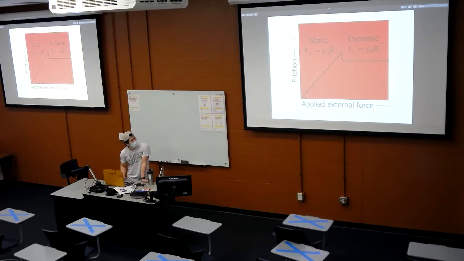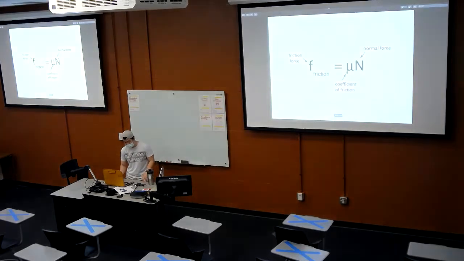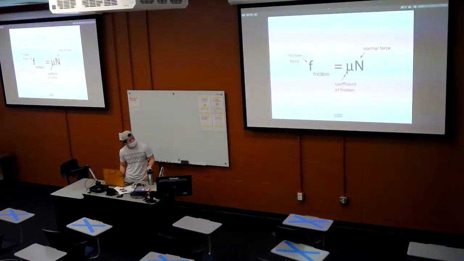So the formula will be like this. Friction equals coefficient of friction times normal force. We can use this equation to calculate the maximum static friction and also the dynamic friction, and each has its own coefficient. So for today's lab, we're trying to find the coefficient of the maximum static friction. So that's the formula we're going to use: friction equals coefficient times normal force.